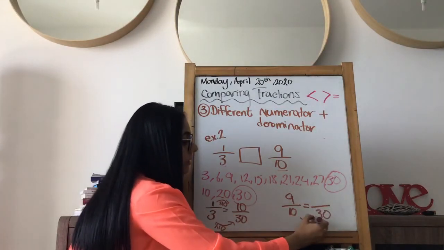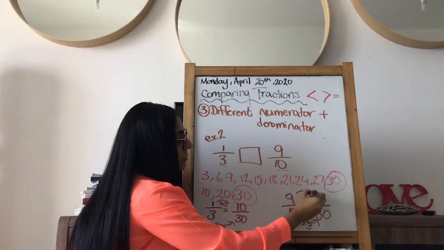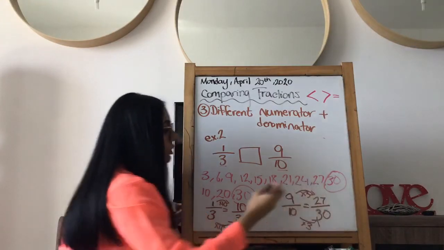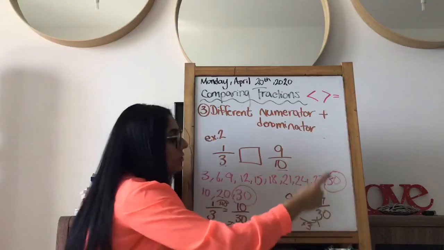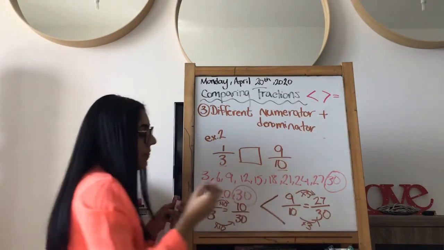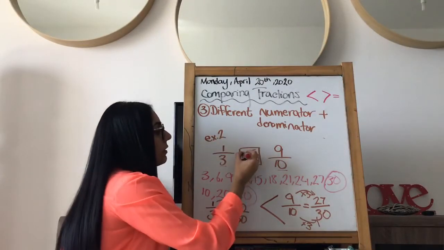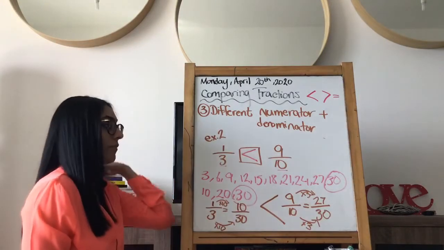How did I get from 10 to 30? I multiplied it by what? 3. That means 3 here. 9 times 3, 27. So which one is greater right now? 10 over 30 or 27 over 30? Which one is greater? We know this is greater. Therefore, 9/10 is greater than 1/3. And you can tell our prediction was correct. We were in fact correct.